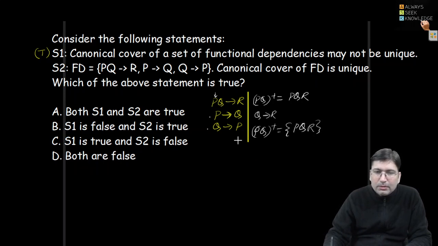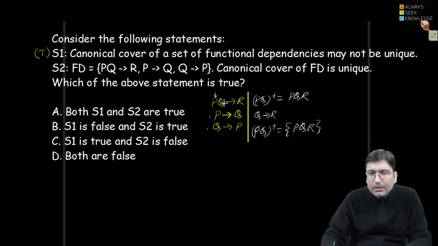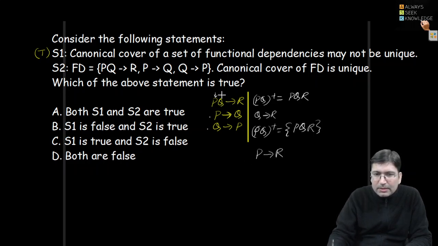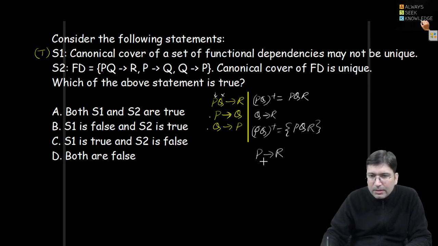Right? So instead of writing PQ implies R, we can write Q implies R. Okay? Now you check the next case. Let's say we consider only P is deriving R, Q is redundant. This time I'm considering Q is redundant, and the rest of the two functional dependencies, P implies Q and Q implies P, are given.